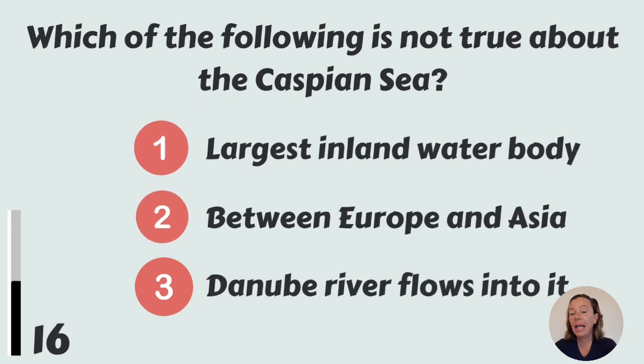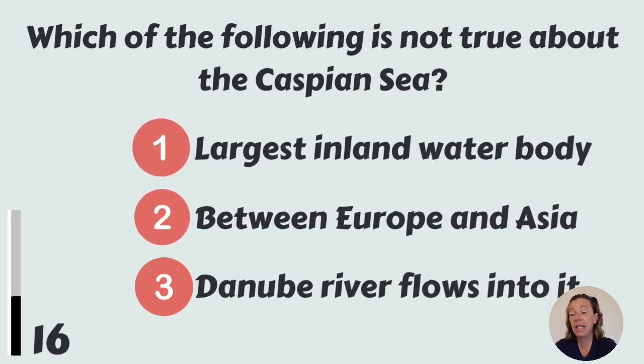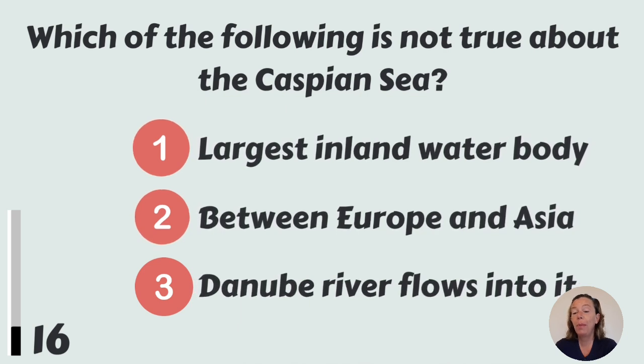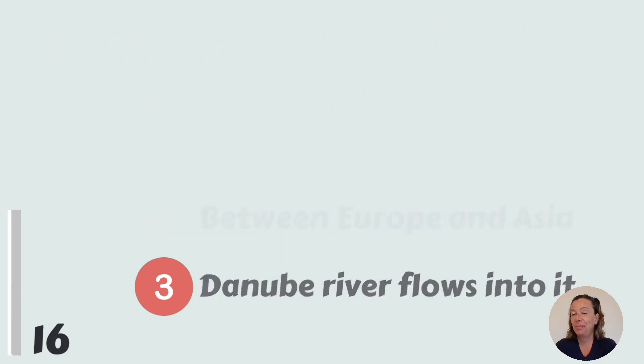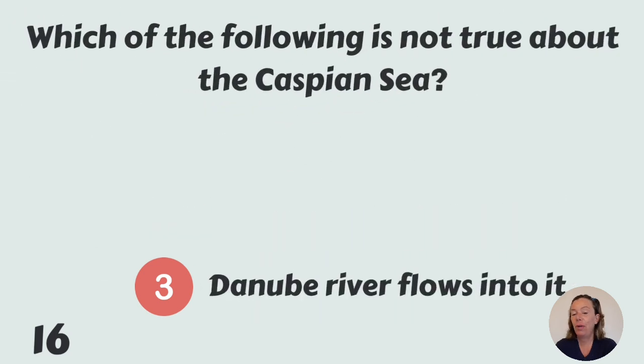Which of the following is not true about the Caspian Sea? It's the largest inland water body between Europe and Asia, or the Danube River flows into it? The Danube River flows into it.